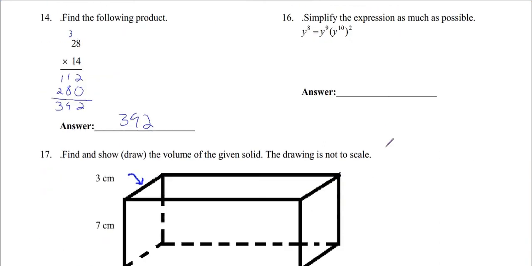Next. Okay, we got to simplify this guy. I'll quickly go through this, and if you want to hear it explained over and over, then rewind. Here we go. We'll just do y to the eighth minus y to the ninth, and then I will stop there because, as always, we follow the order of operations. There's nothing I can do to the inside of the parentheses, so I need to raise the parentheses to this exponent because that's what comes next. So I'm going to raise something to the second power.